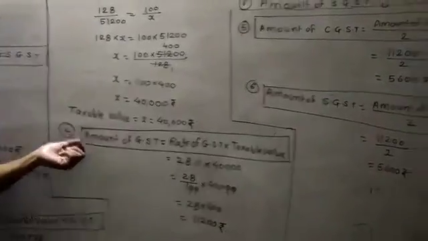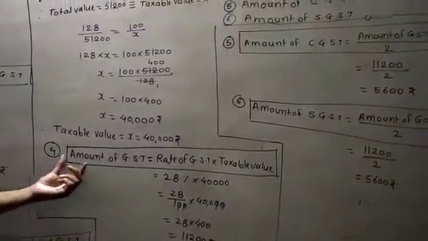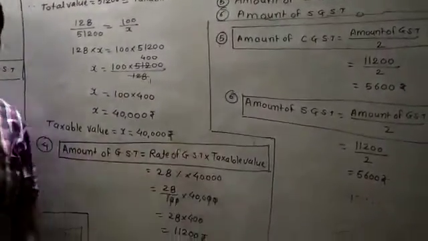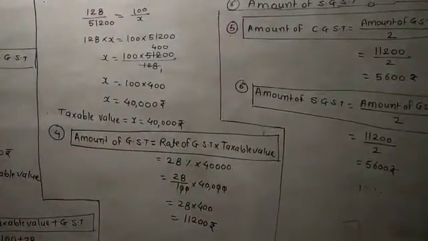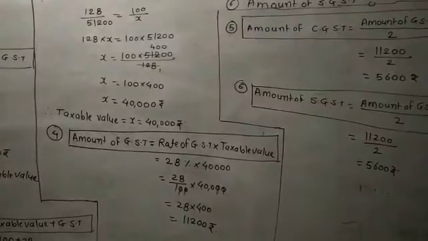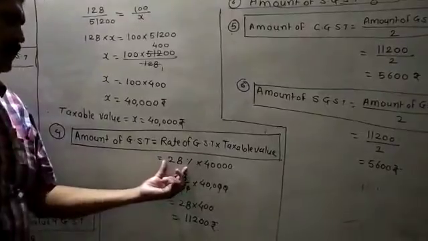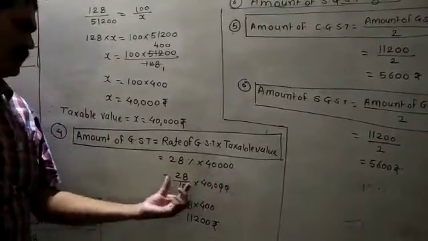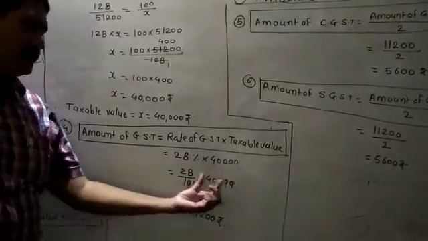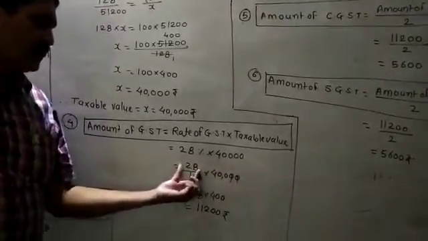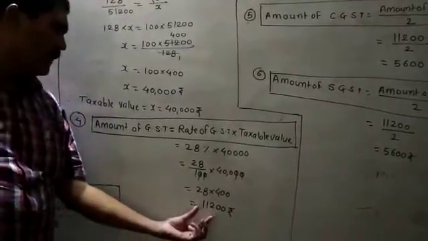Friends, after that you have to find out the total amount of GST. Total amount of GST is equal to rate of GST into taxable value. We know the taxable value is 40,000. The rate of GST is 28%. So amount of GST is equal to rate of GST into taxable value, 28% multiplied by 40,000. If you remove this percentage sign, that becomes divided by 100. These two zeros will cancel with these two zeros. 28 multiplied by 400 is equal to 11200. This is the amount of GST.